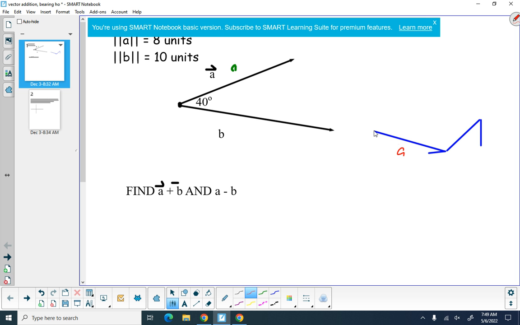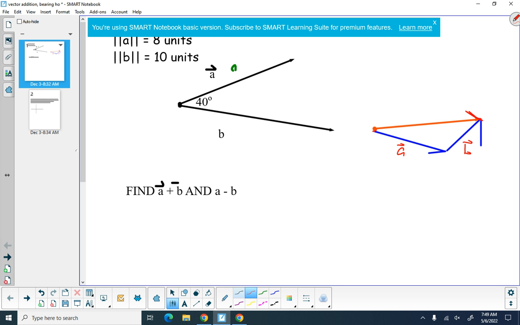if I have A plus B and I'm drawing them in here, you need to draw in the resultant from the initial position to the terminal position, going in this direction. Do not forget your arrow that is at the terminal position.